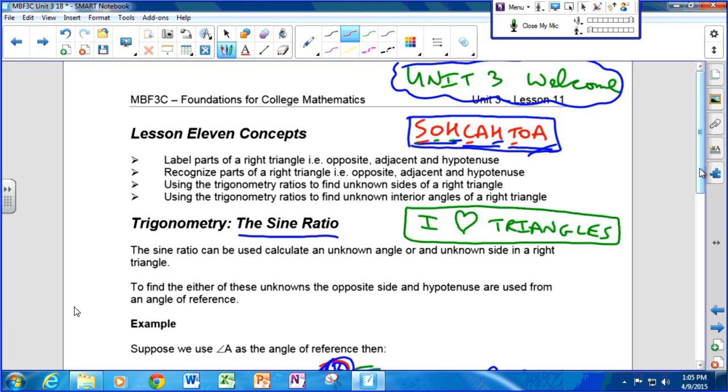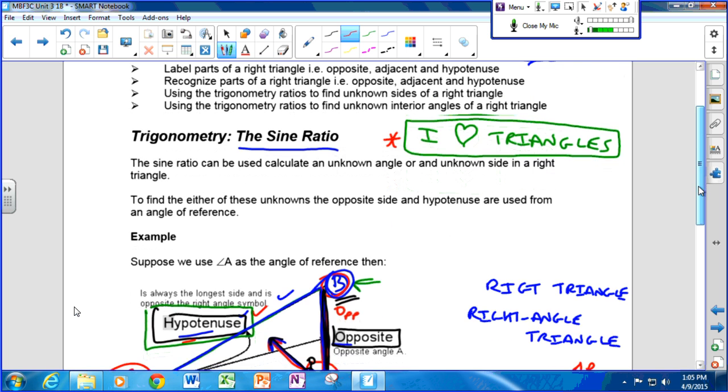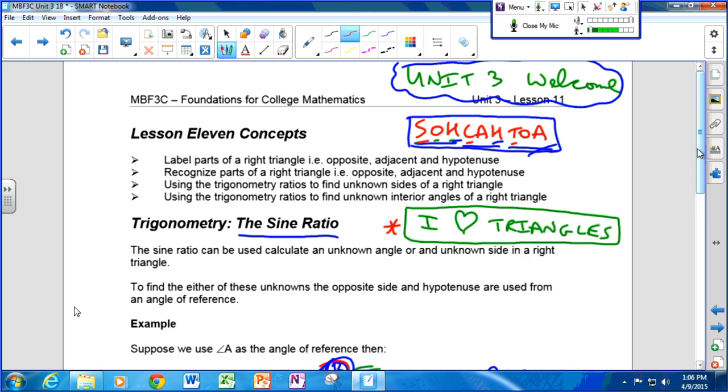All right. So for lesson 11, what we studied was SOHCAHTOA. We looked at the sine ratio, the cosine ratio, the tangent ratio, but what I call that is SOHCAHTOA. And the way I remember it, SOHCAHTOA means I love triangles. So when you get your paper, you can write that on there. As a matter of fact, I'm pretty sure I put SOHCAHTOA on the reference sheet somewhere. Most people can remember it pretty well, but just in case you get nervous and forget SOHCAHTOA.